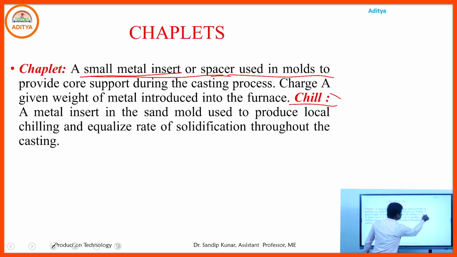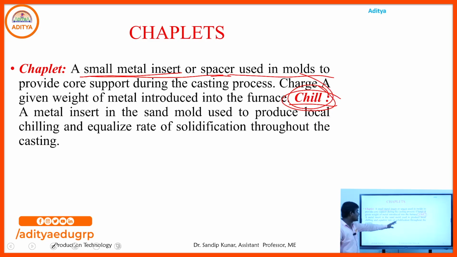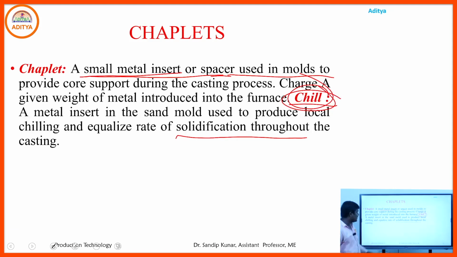What is the use of chill? Chill will be used for directional solidification. It will help to extract the heat from the pouring metal, which means it easily helps to remove the extra heat from the pouring molten metal. That is the main use of chill. It is used for directional solidification throughout the casting, helping to remove the heat or chill equally throughout the casting.